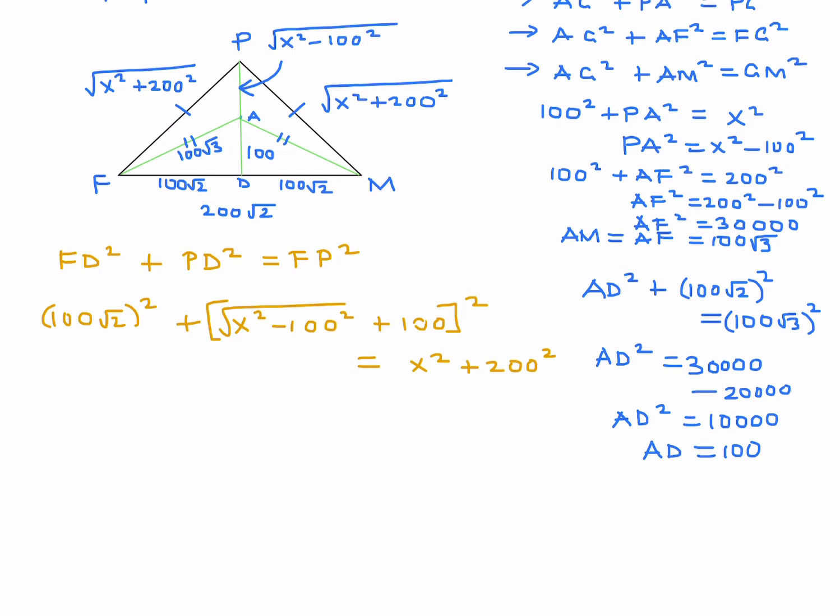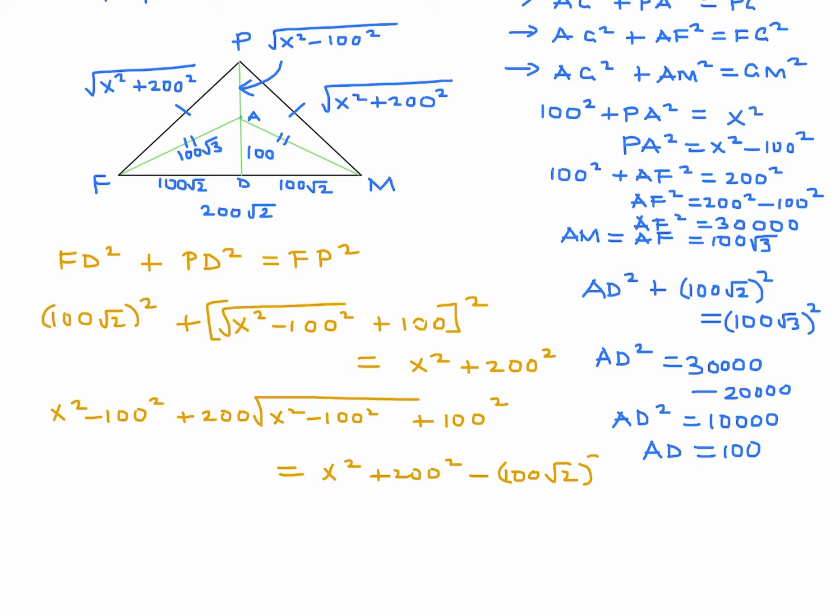Okay, so I am going to expand this out. So that is going to be x squared minus 100 squared plus 200 times the square root of x squared minus 100 squared plus 100 squared. And if I put everything on the other side, it'll be x squared plus 200 squared minus 100 root 2 all squared.